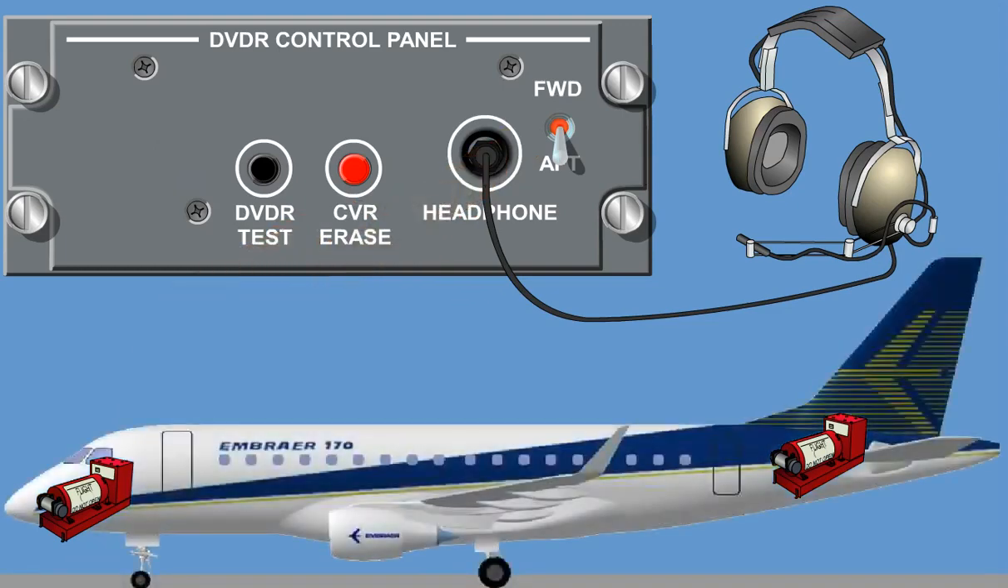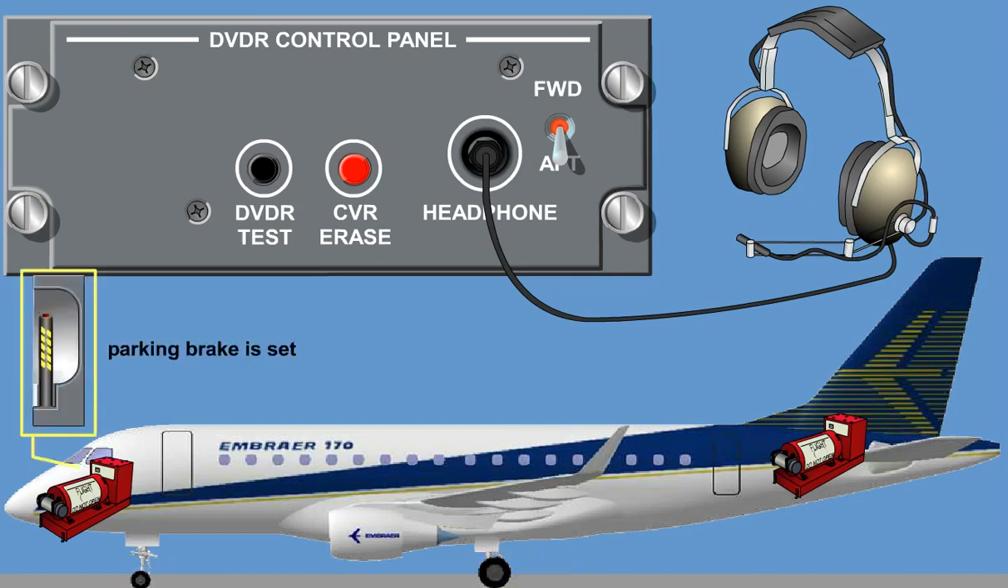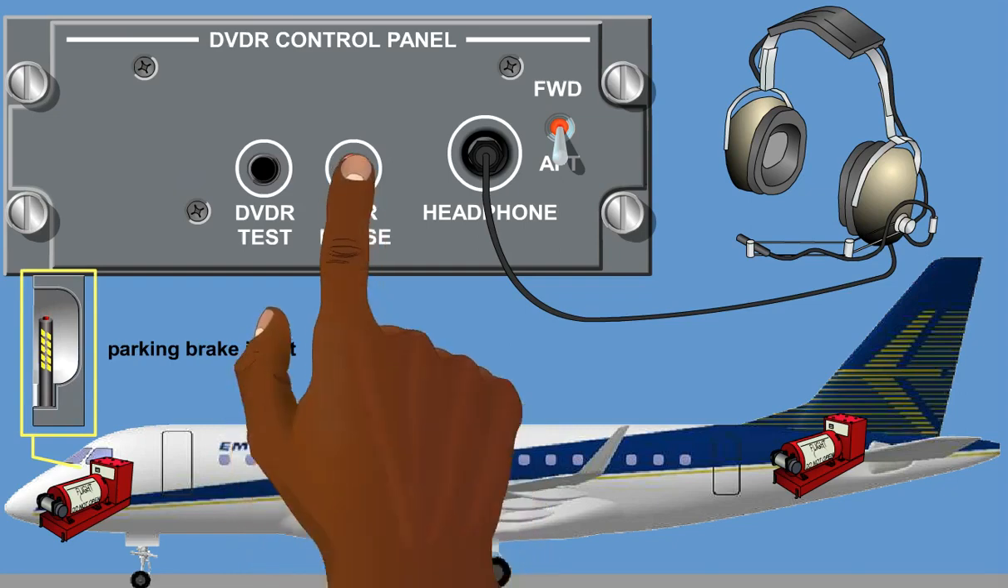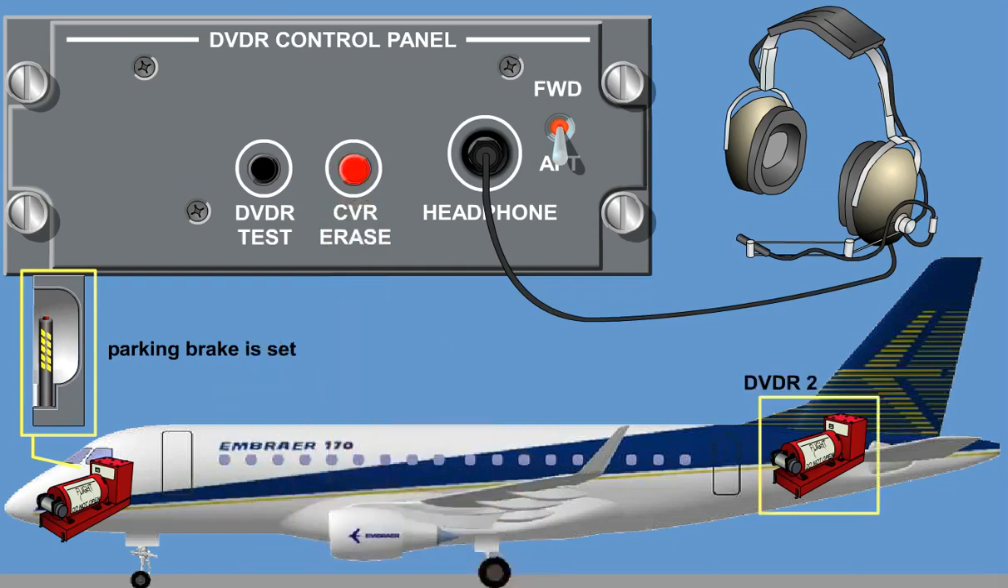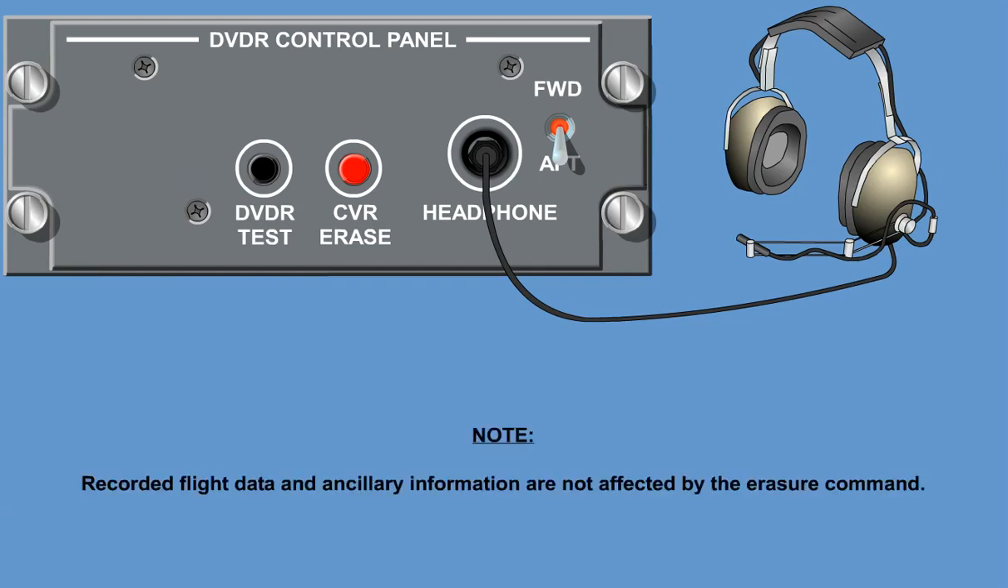To erase cockpit voice recordings, make sure that the aircraft is on ground, weight on wheels is true, and the parking brake is set. Press the CVR erase button for at least a half second. The recording will be erased within 5 seconds of activation, which is indicated by a 3-second, 400 Hz tone from the audio monitor. No visual indication is supplied. Note, recorded flight data and ancillary information are not affected by the erasure command.